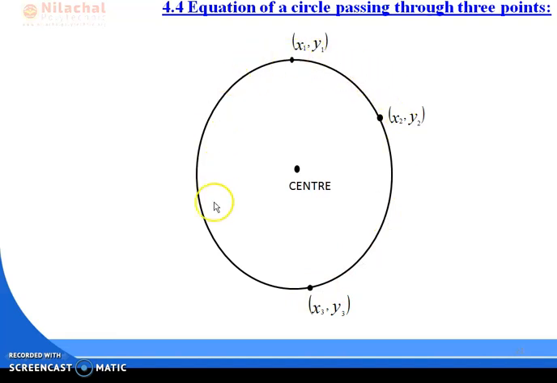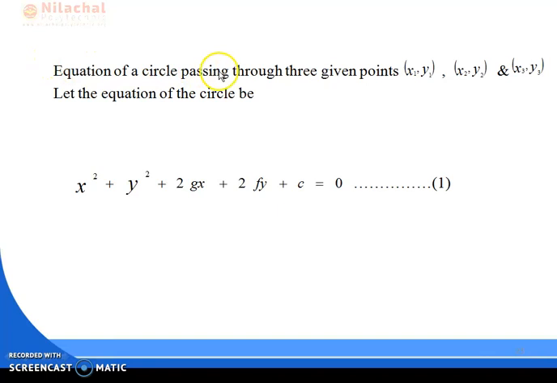The circle passing through 3 points means one point is x1, y1, another point is x2, y2, and the third point is x3, y3. So there are 3 random points, and the circle passes through these 3 points. Let's see the equation of a circle passing through 3 given points x1, y1, x2, y2, x3, y3. Let the equation of the circle be the general equation of the circle.